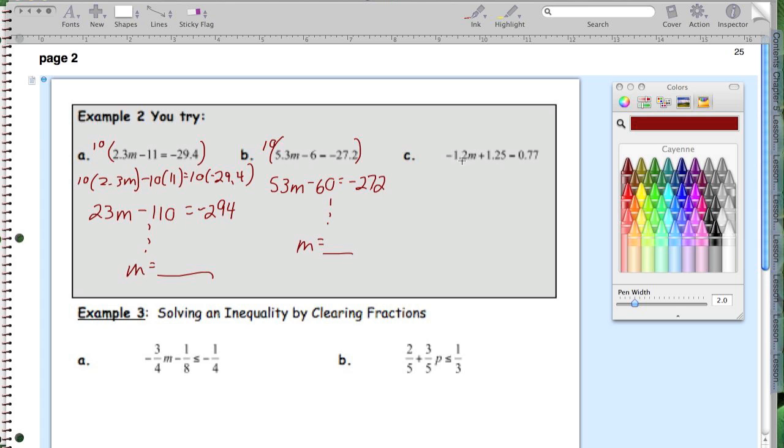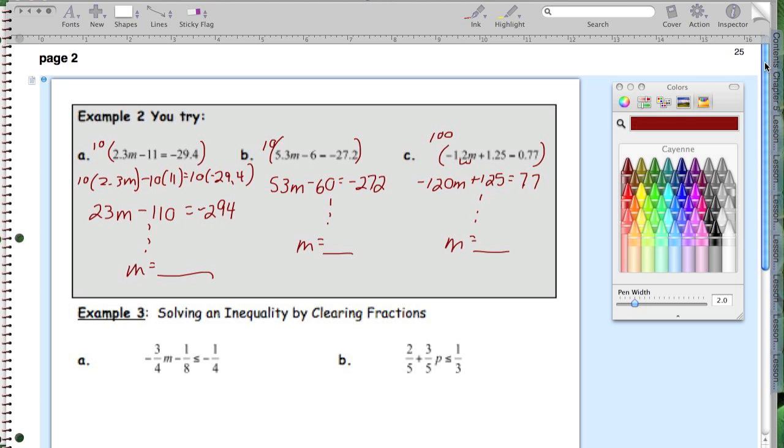In letter C, this goes out to the tenths, hundredths, hundredths. So the farthest out we're going is 100. And again, in B and C, if you can just visually see what you're going to get by moving the decimal place 2, you don't necessarily have to write it out and distribute it into both. I'll understand that you know that process. So here, negative 1.2 times 100 is negative 120 because we're moving it 2 spaces, m. 1.25 is now 125, and 0.77 is now 77. Solve it, m equals your answer.